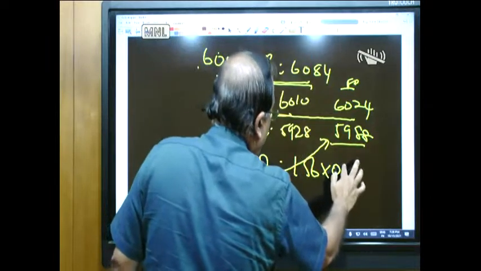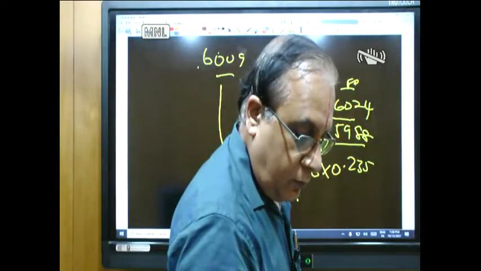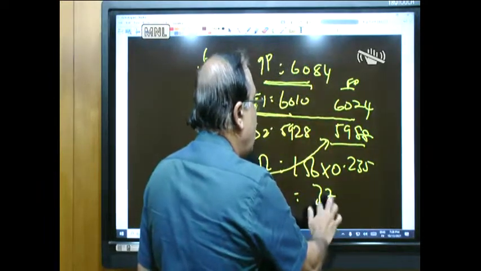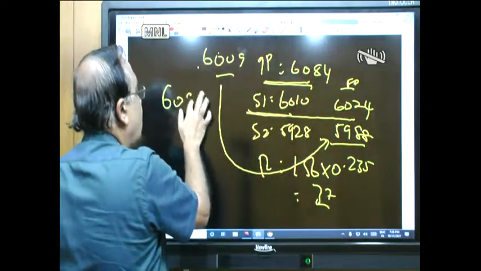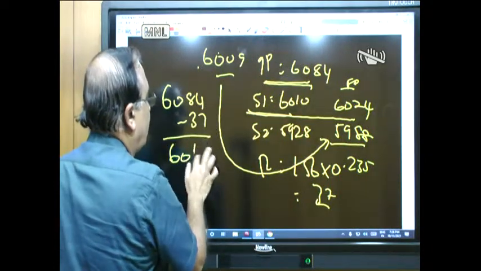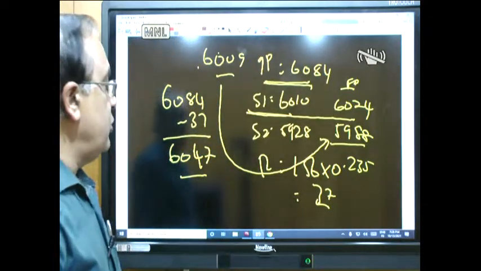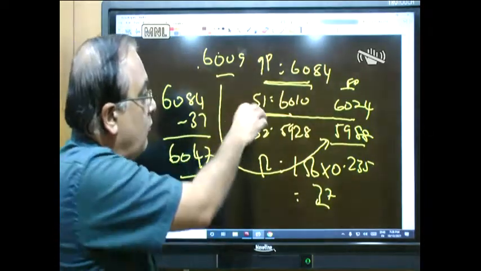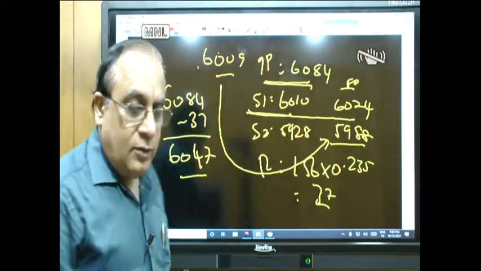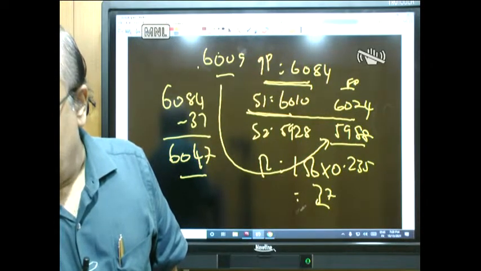So 156 into 0.235. That comes to 37.37. So 6084 minus 37 is one area where we could have looked at some support, which could have come at 6047 or so. So 6047 was the first support that we could have imagined today, and then the next support was coming closer to 6010, 6024 levels. Now that has also been broken. So let's look at how the chart has looked today.